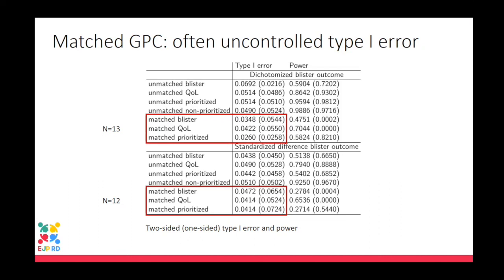And so what we look at again is this type 1 error that needs to be at 0.05. If we look at the matched prioritized outcome, then you see that for the two-sided test, so we can test one-sided or two-sided, it's not even close to 0.05. Here it's slightly better, but still not good. So this matched GPC, or at least our simulation, seems to confirm indeed that below a sample size of 15 to 20, the conditional sign test does not control the type 1 error very well.